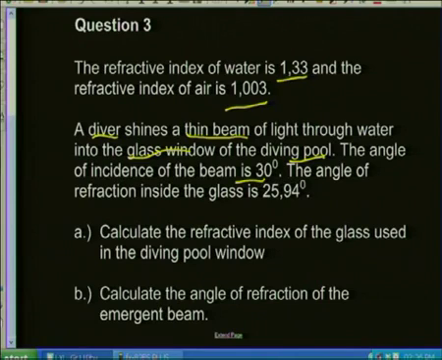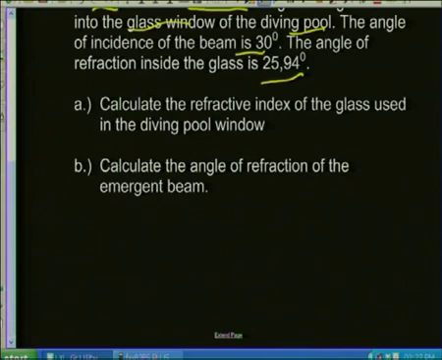The angle of refraction inside the glass is 25,94 degrees. And the two questions we're asked to calculate in this context are, first of all, to find the refractive index of the glass used in the diving pool, and secondly, to calculate the angle of refraction of the emergent beam. Okay, so there's quite a mouthful there, and we need to be really careful.